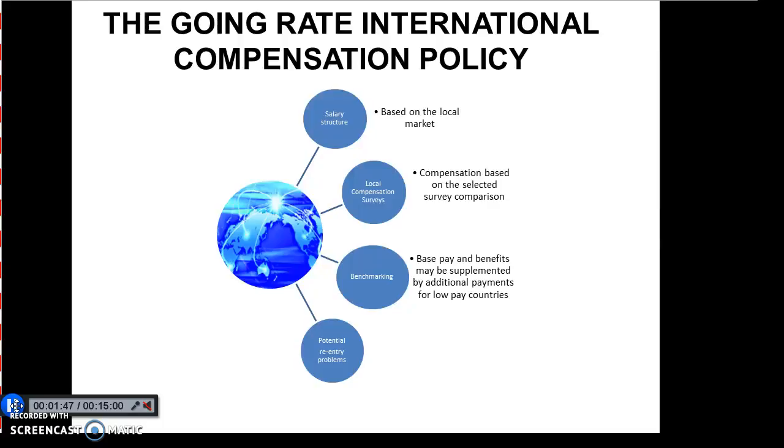It includes the salary structure, which is based on the local market. It also includes local compensation surveys, which are done to select the specific compensation package that will be required for the specific task. Then there should be benchmarking, and that is the base pay and benefits may be supplemented by additional payments for low pay countries. As well, there is a potential risk of re-entry problems when the employee is repatriated, but we'll look at this a little further in the presentation.